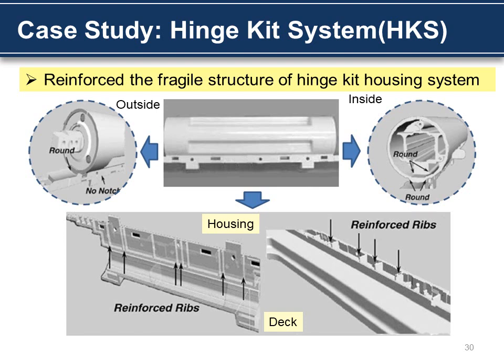I will explain how to improve the design of the hinge kit system. Because the hinge kit system failure in the first art came from the weak structure, we redesigned the weak structure of the hinge kit housing. On the outside of the hinge kit system, we eliminated notching and gave a round. We also gave a round inside of the hinge kit system. We also gave a reinforced rib on the housing and deck.